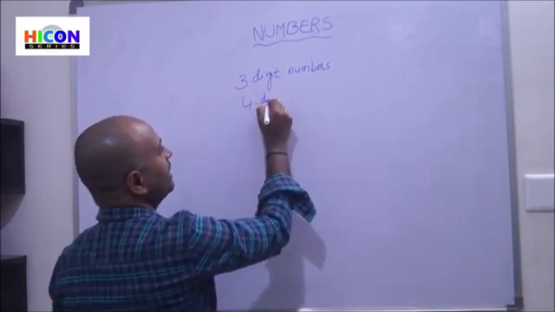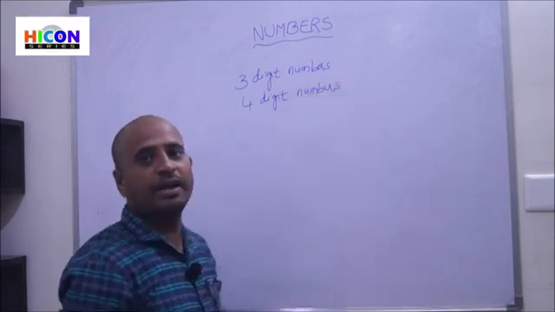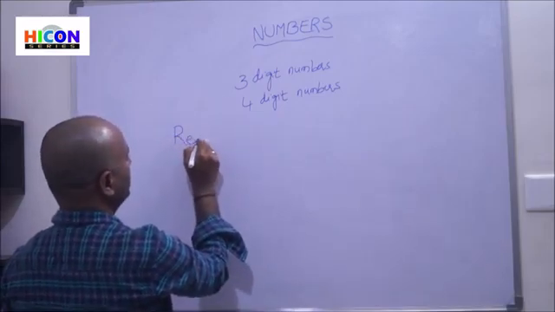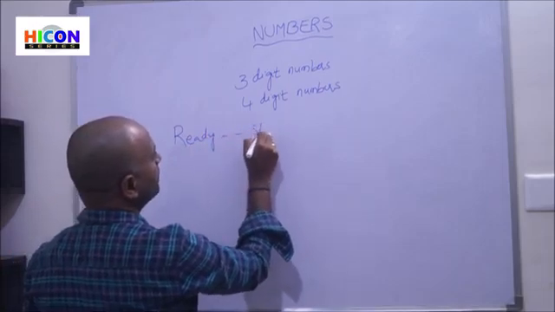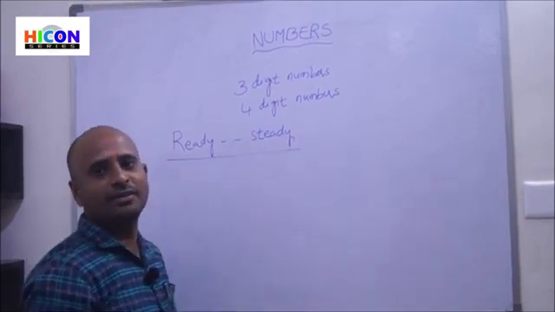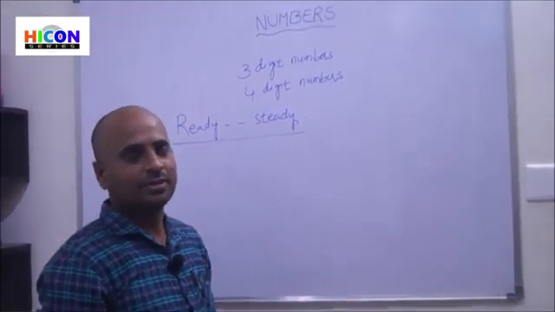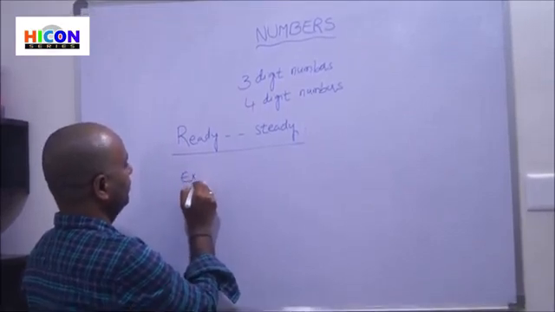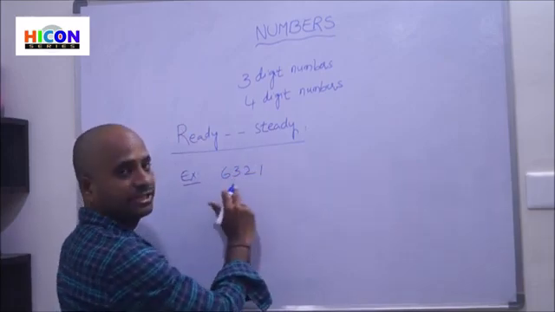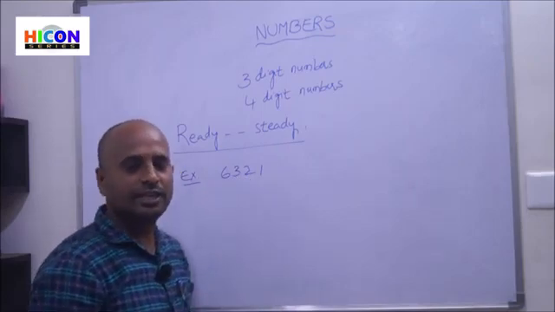Once again, let us remember how to write the number names for 3-digit numbers and 4-digit numbers. Let us take a 4-digit number and see how to write the expanded notation for it. In the Ready and Steady part, let us take a small problem of a 4-digit number and see how to write its expanded notation.